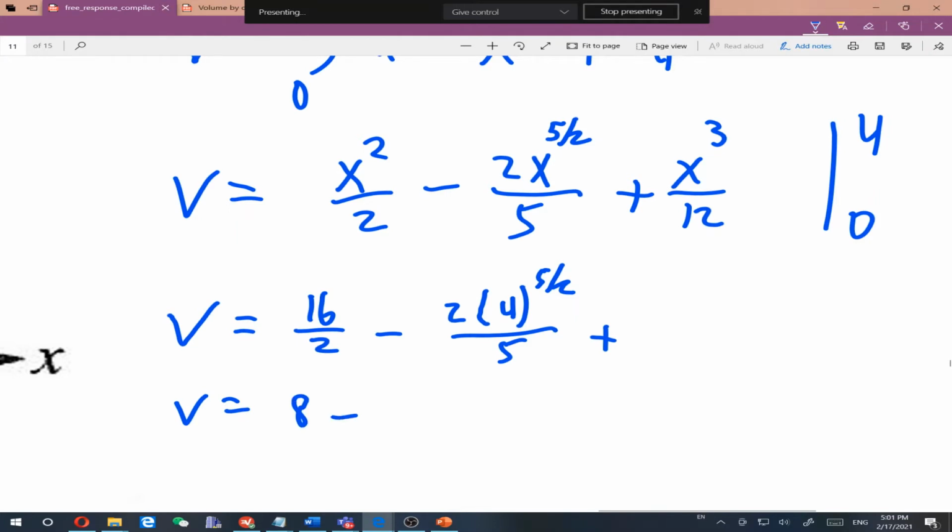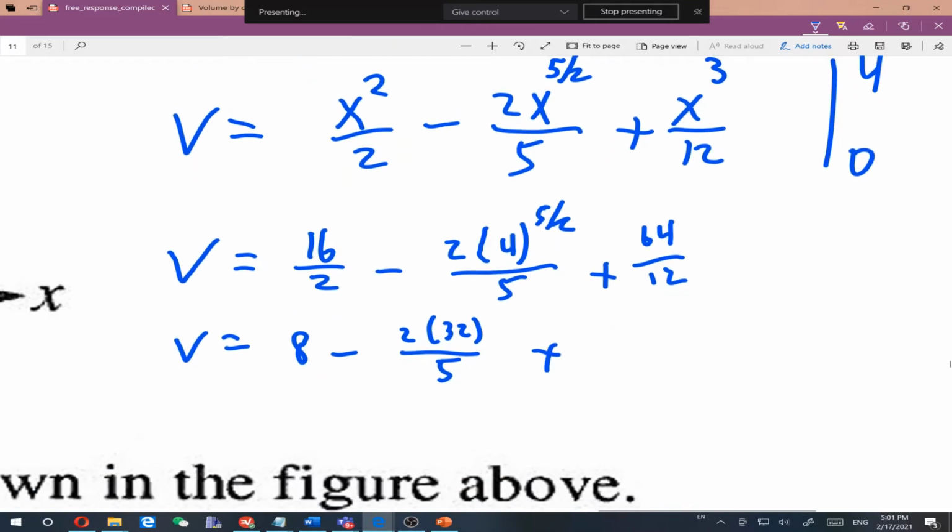Over 5. 32 over 5. And then 4 cubed. 4 cubed is 16 times 4, which is 64, over 12. Yeah, 64 over 12.